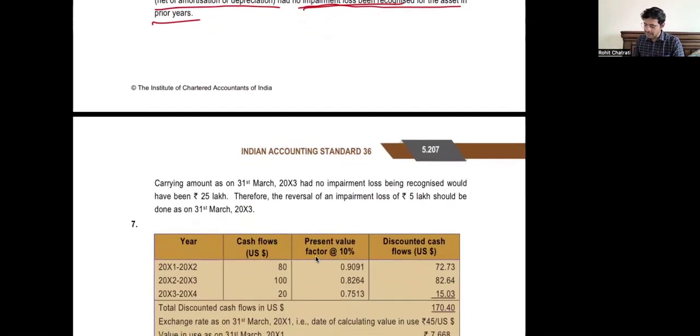Therefore, what we are doing is carrying amount on 31st of March 23 had no impairment loss been recognized would have been 25 lakhs. How? 100 less depreciation of 75 lakhs, which is equal to 25. Hence, the reversal of impairment loss of 5 lakhs should be done on 31st of March 2023. We are restricting the reversal to 5 lakh rupees only.